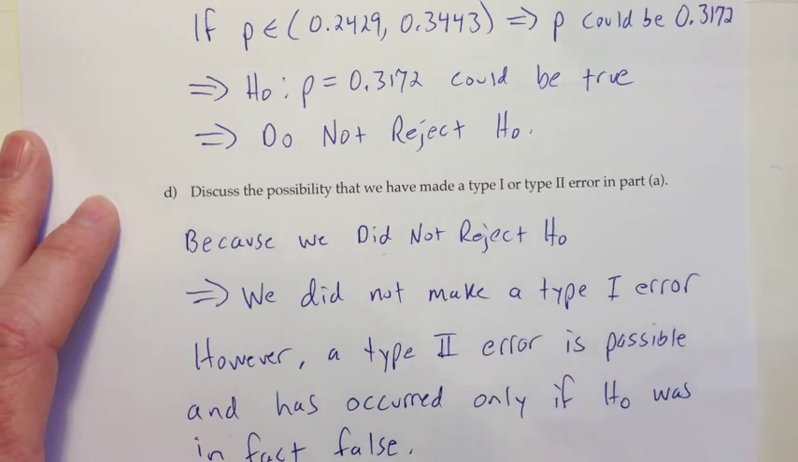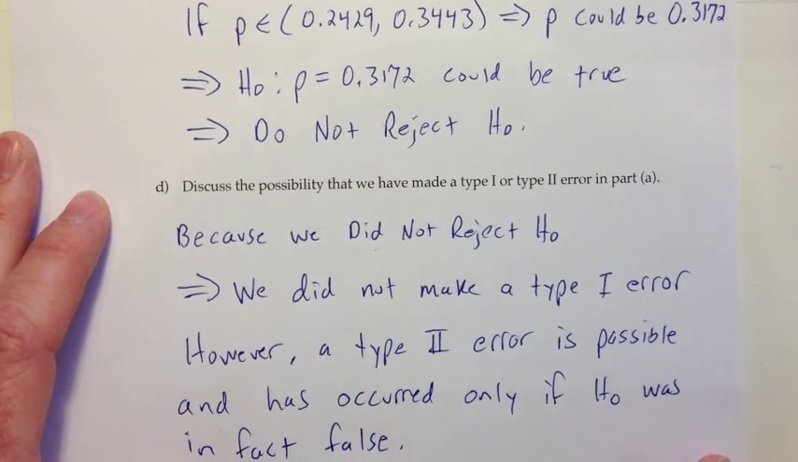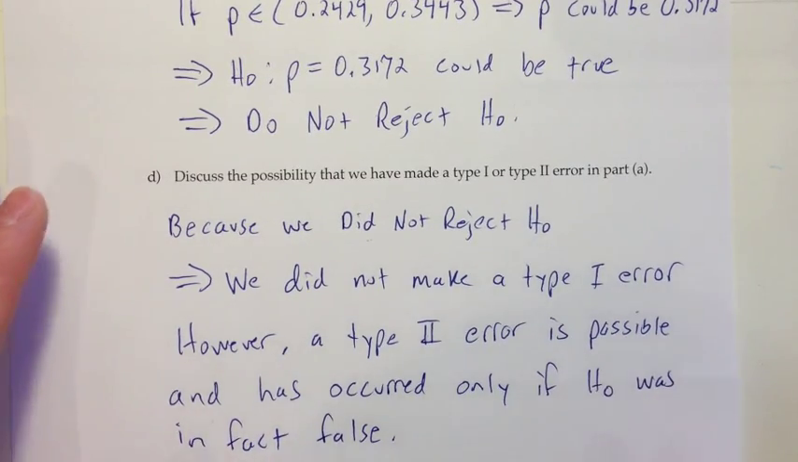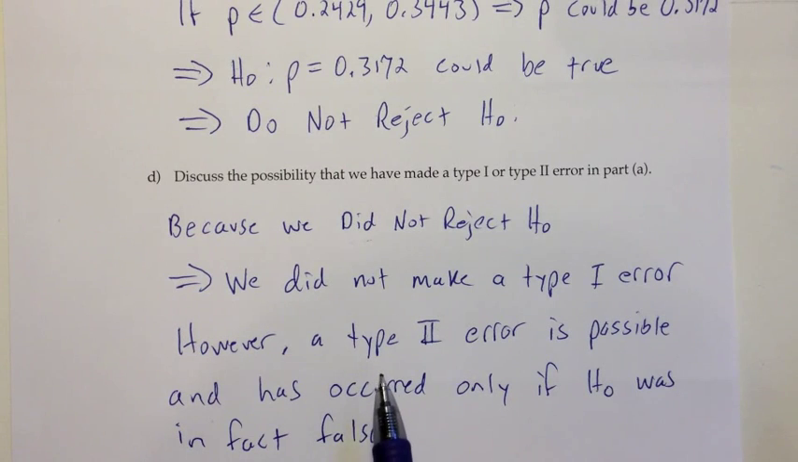So a type 2 error is not rejecting a false claim, and I don't know whether H0 was a true claim or a false claim, but it's possible that it was either. And so because we didn't reject H0, a type 2 error is possible, and it has only occurred if H0 in fact does turn out to be a false claim. All right, that wraps up section 9.2.